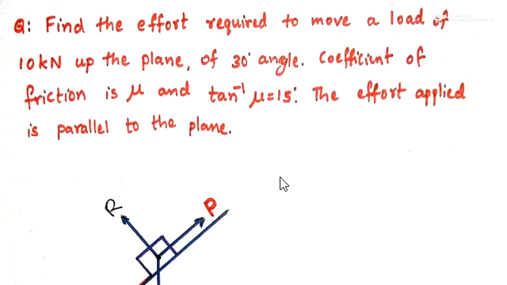Now we are seeing a problem from the topic friction from the subject engineering mechanics. Let us see the problem. Find the effort required to move a load of 10 kilonewtons up the plane of 30 degrees angle. Coefficient of friction is mu and tan inverse mu is equal to 15 degrees. The effort is applied parallel to the plane.